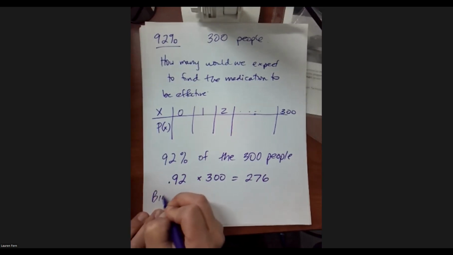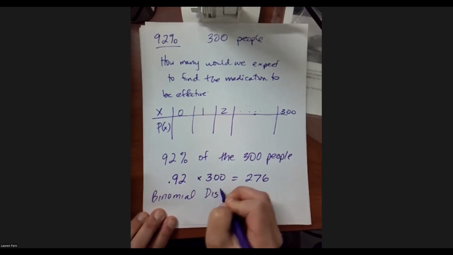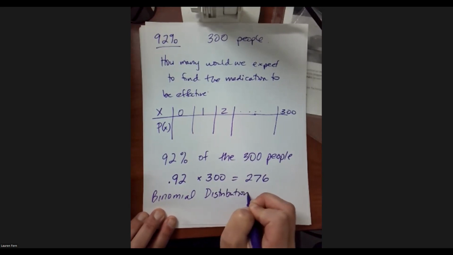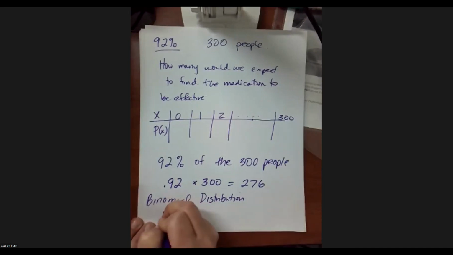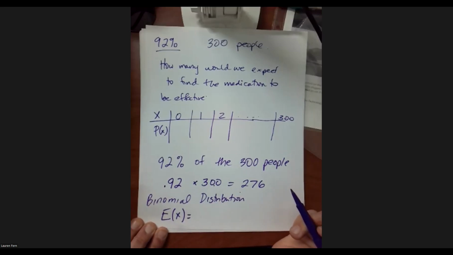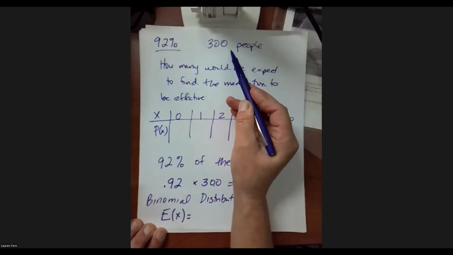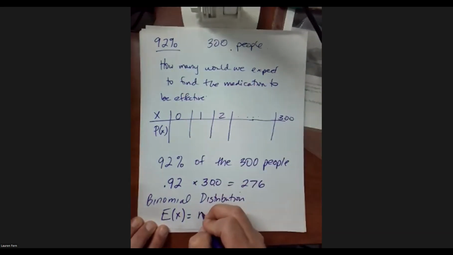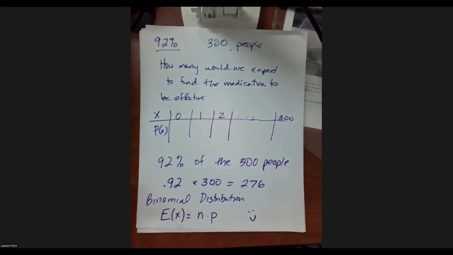So the beautiful thing is as follows. When you have a binomial distribution and you are asked to find the expected value, didn't we just take our n value and multiply it by our p value? Right? n is the total number of people or experiments, and p is the probability. So this should make you smile.